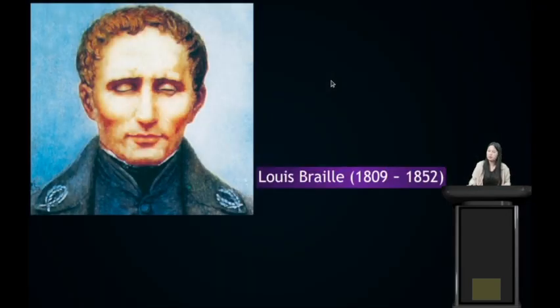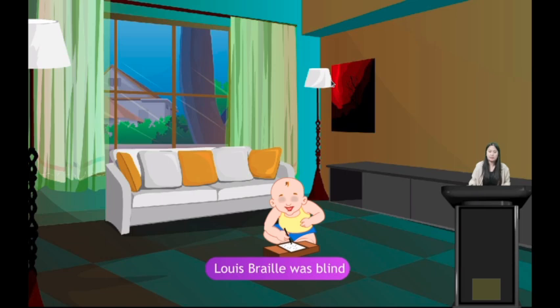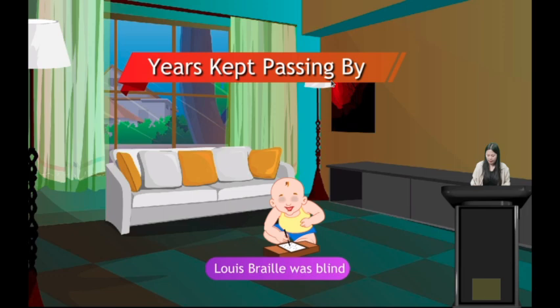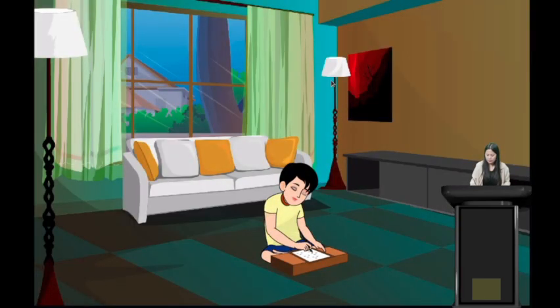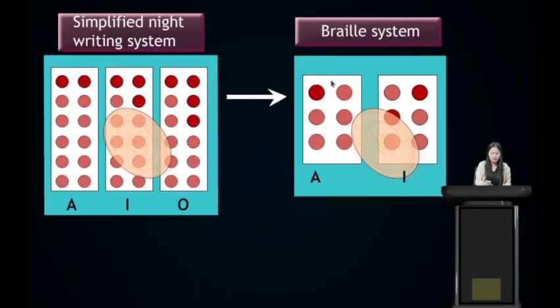So let us see, coming back to this person, that is Louis Braille. Louis Braille lived from 1809 to 1852. He was a blind child. As the years passed by, he kept on working and he developed the Braille system. Here we have the simplified night writing system, and this is the Braille system.